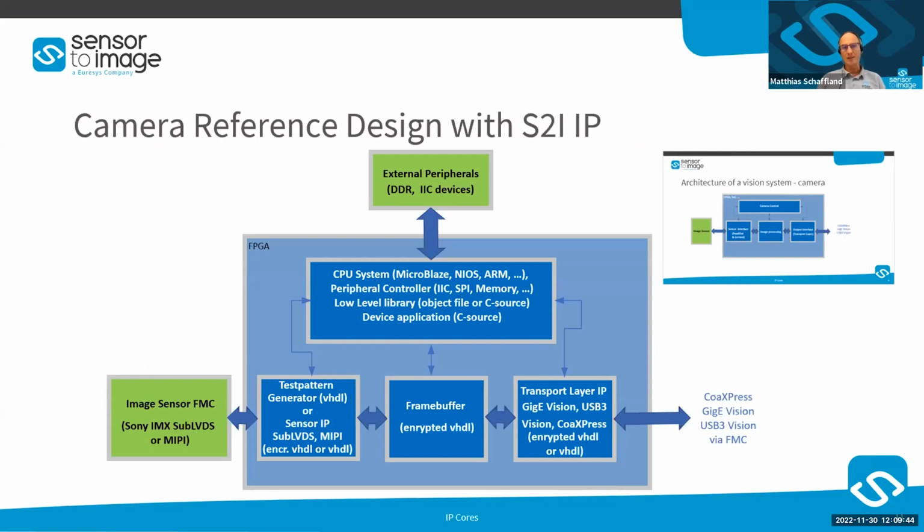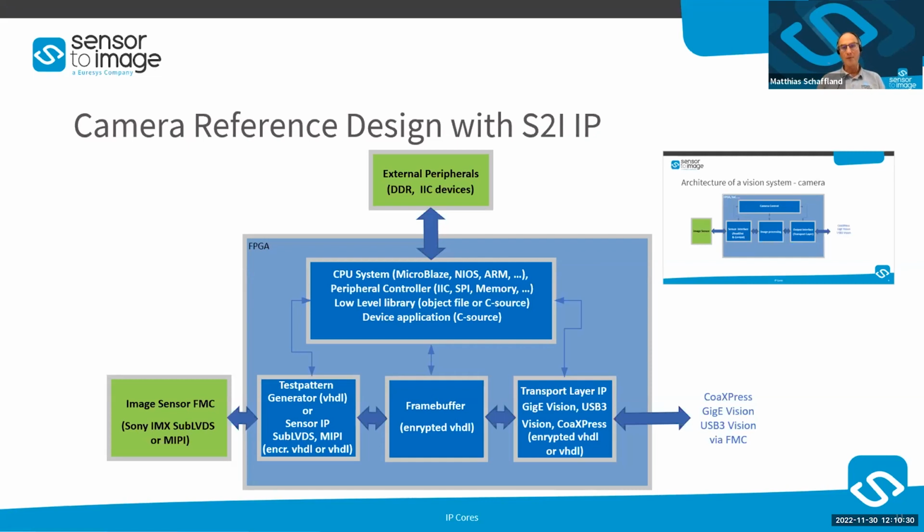How does a typical camera reference design look like with an IP core from Sensor to Image? On the right side, you see the typical architecture, and matching that, it's very similar. So you have an external sensor, could be connected via an FMC card to an evaluation board or something like that. Within the processing part, we use an FPGA, so with an embedded CPU system, that could be a MicroBlaze controller, a NIOS, an ARM system, depending on the FPGA technology.